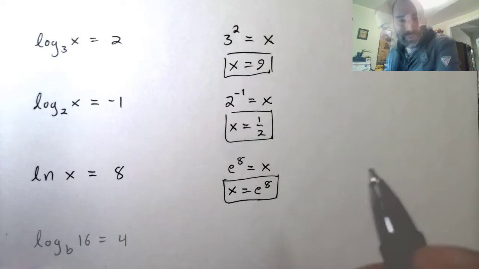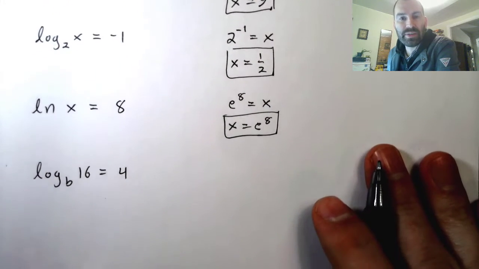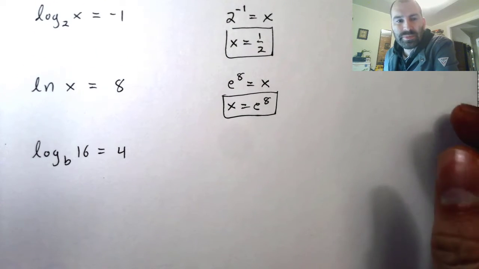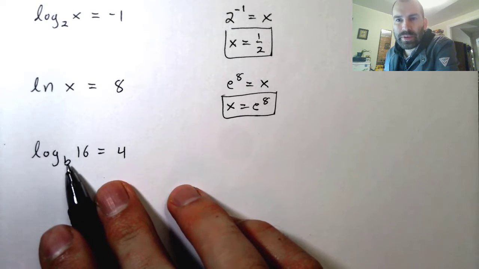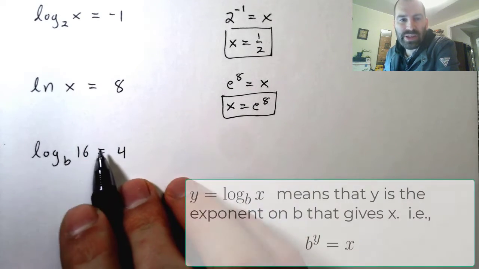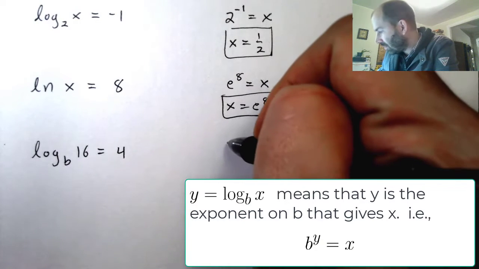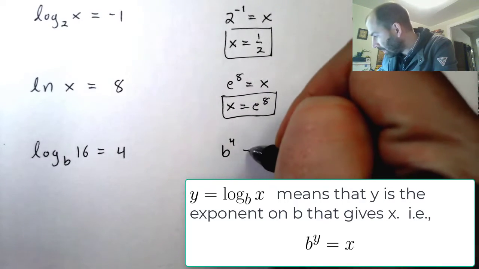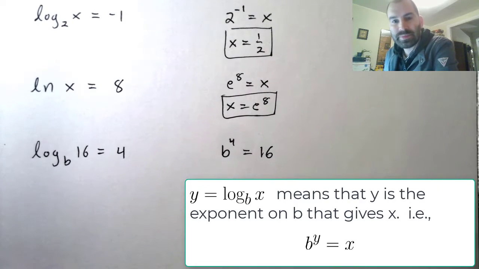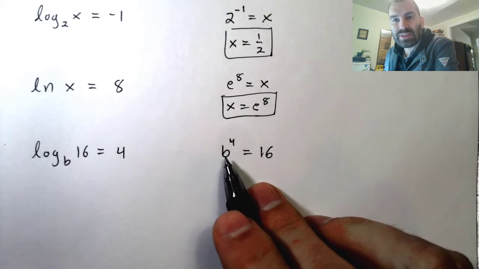What about this one, where I'm solving for b? I want to know what b is. Okay, so b is the base, right? So remember what this means. 4 is the exponent on b that gives 16. So I think I could probably see what b is.